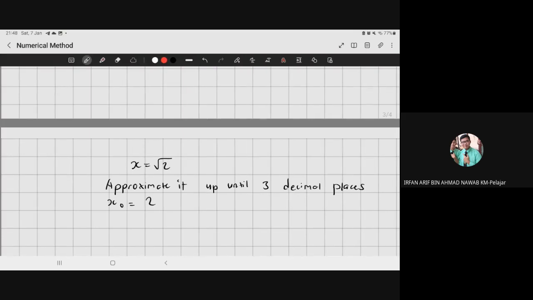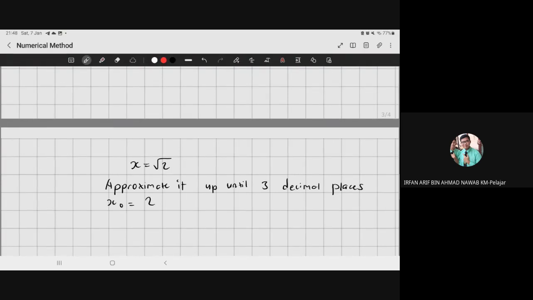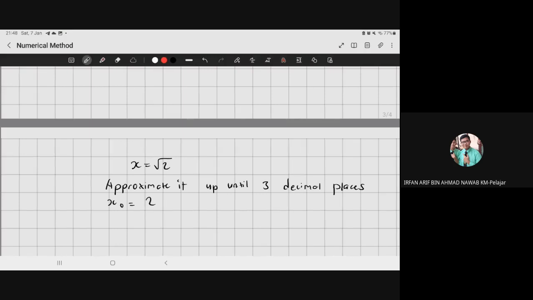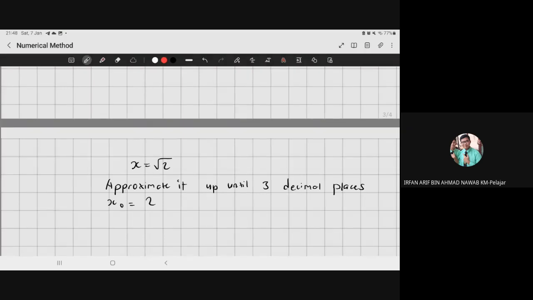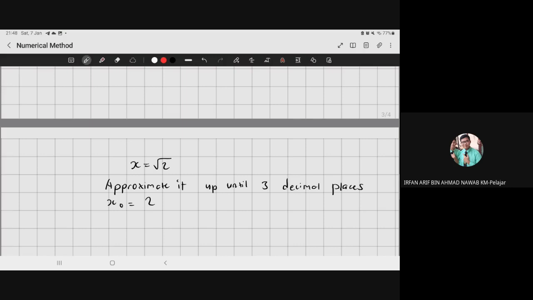Since it asks to approximate until 3 decimal places, as Huzaifa said his lecturer said, if the question asks for n decimal places, then you should write down to n plus 1 decimal places. Take another decimal place to be more accurate, to be in a safe zone when you compute it. What should you do? You should find the function first. Now, how do we find the function?